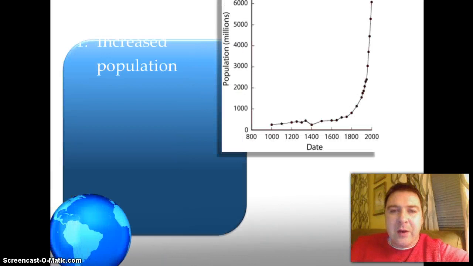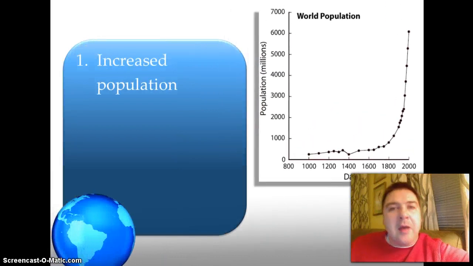We have a few of them here we'll go through quickly. Because of these medical advancements, we do see the world's population explode over the past 200 years.